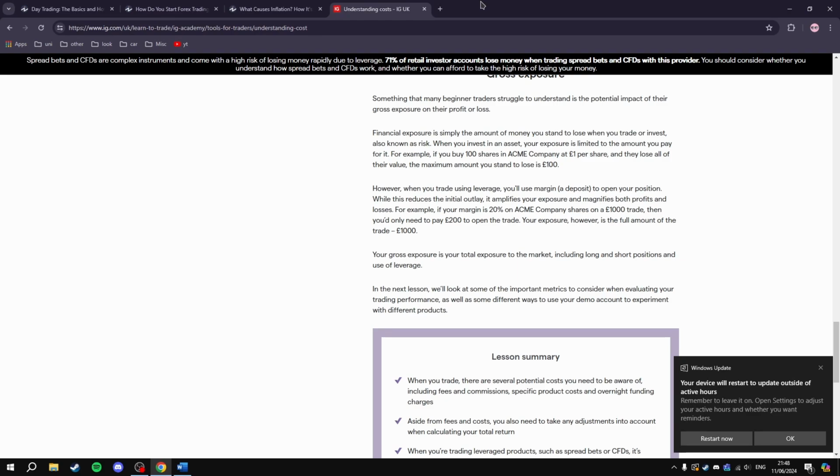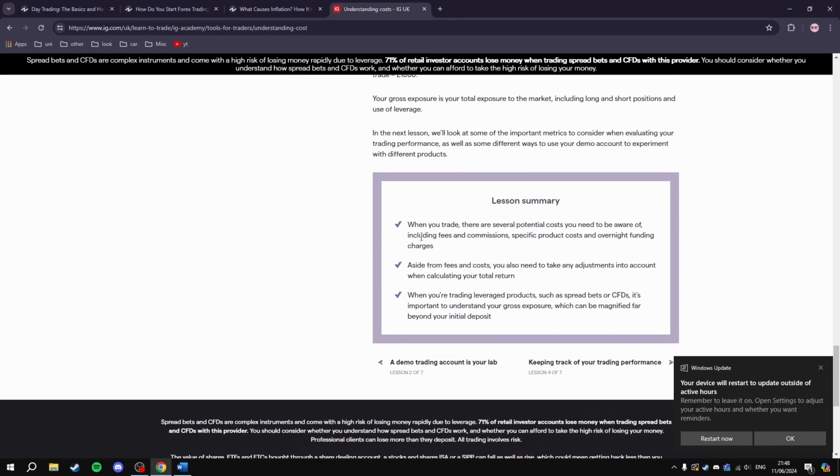However, with leverage trading, you put down a margin, which is your deposit, so depositing a small amount to control a larger amount. So if you do lose on that larger position, your losses could become more than your initial deposit, because you're basically playing with the whole position instead of what you deposited. Your gross exposure is your total exposure to the market, including long and short positions and use of leverage.